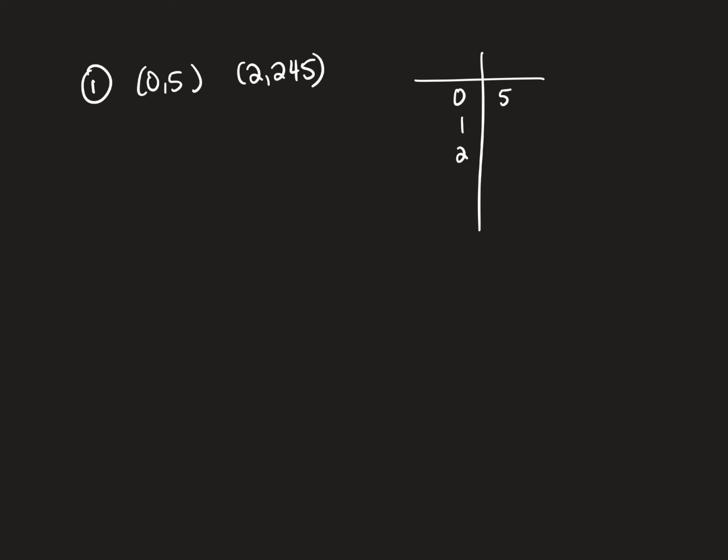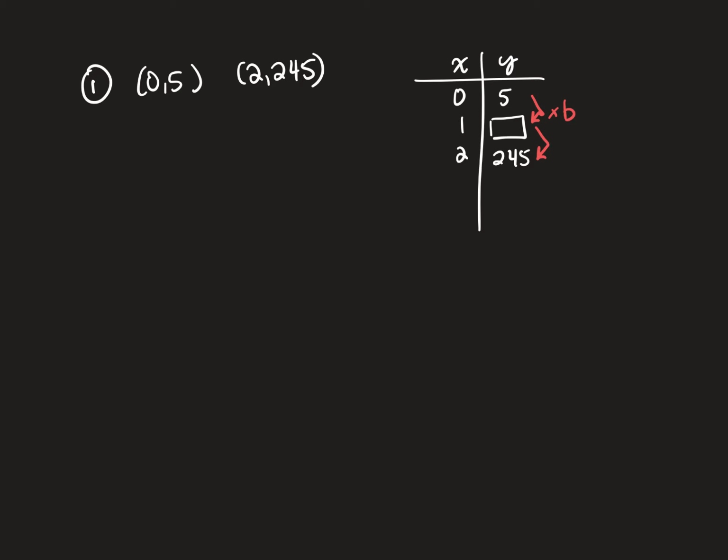So since I know the point 0, 5 and the point 2, 245, let me write the right number there, I do not know what the output is when x is 1. Then I ask myself, because it's exponential, I know that I'm going to have to multiply by some number, we'll call it b, to get term 1.